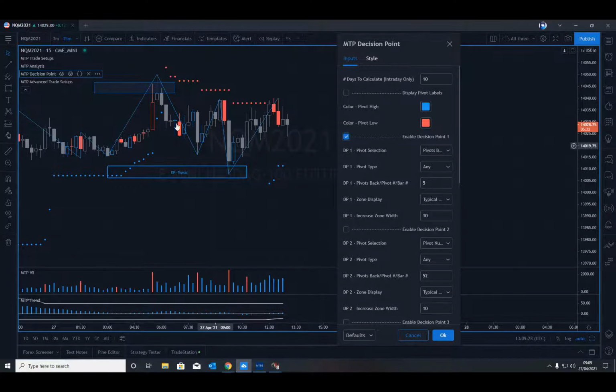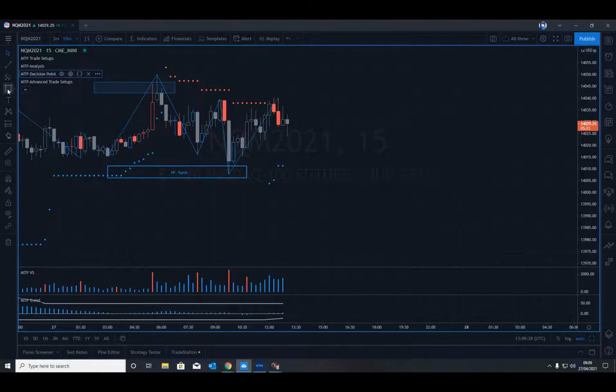And of course, if you're a bit further back in time, this pivots back would have only been 1 or 2. But look what it did. It came down and hit that level really nicely. So let's just place a rectangle on the chart there again.